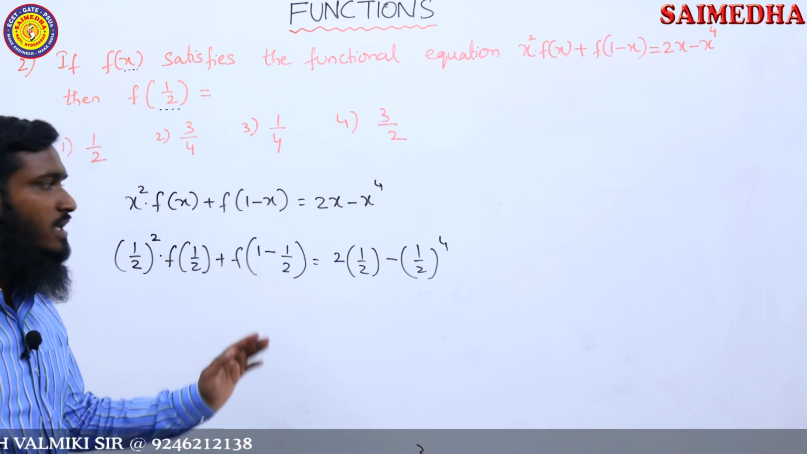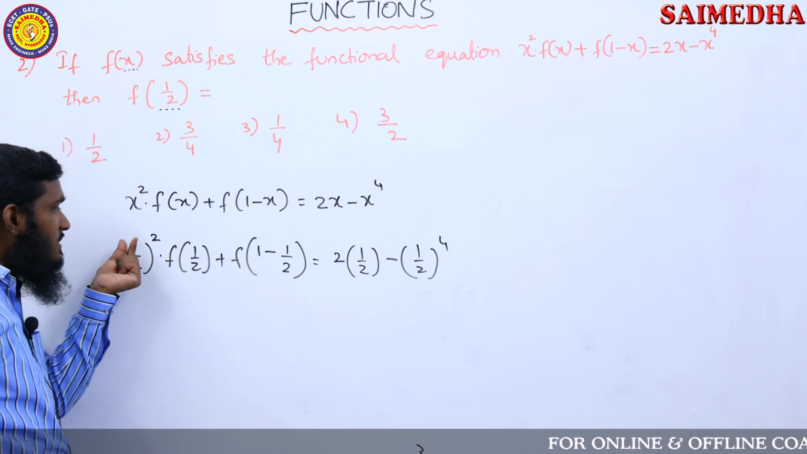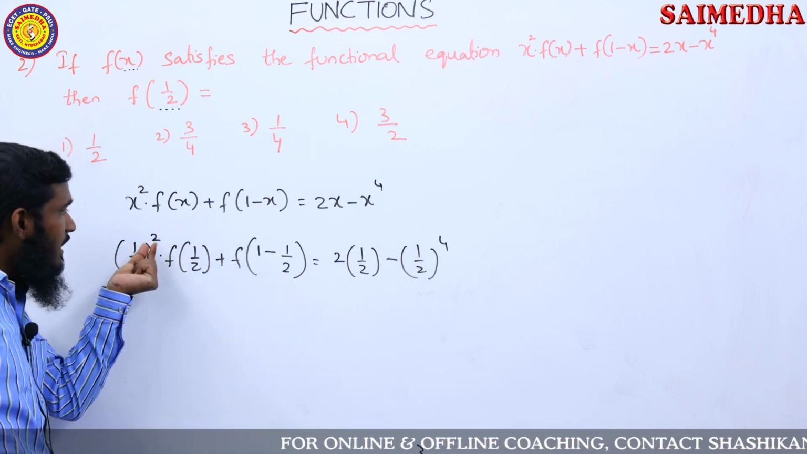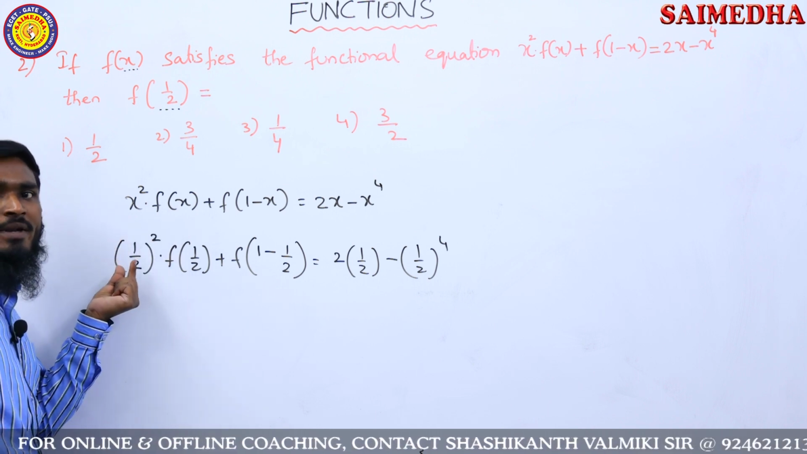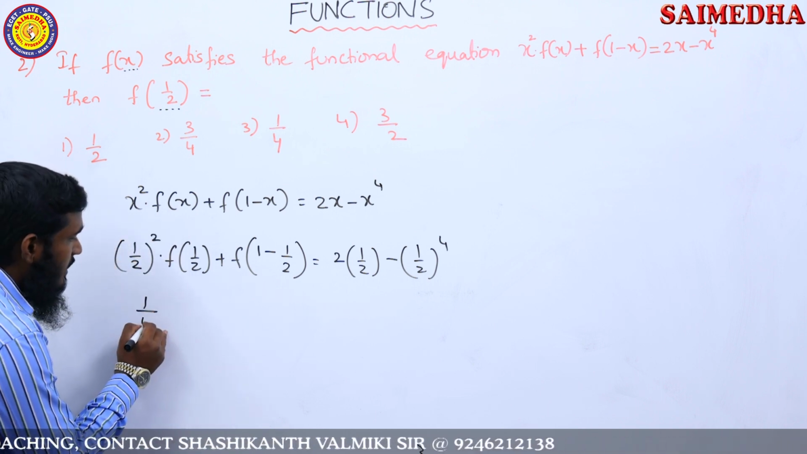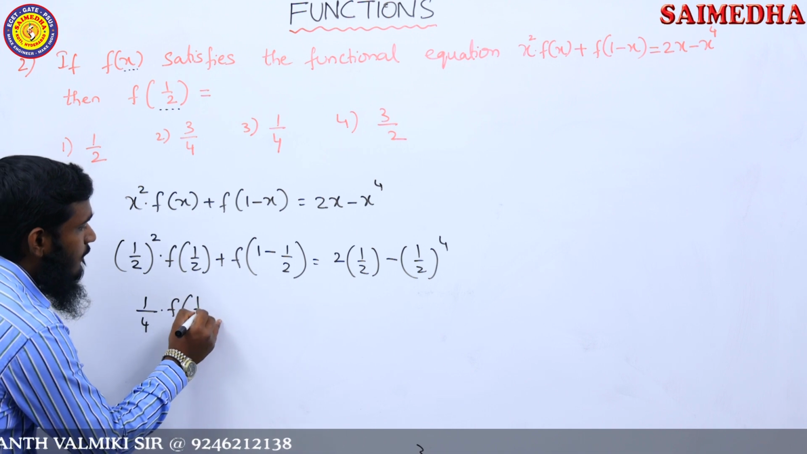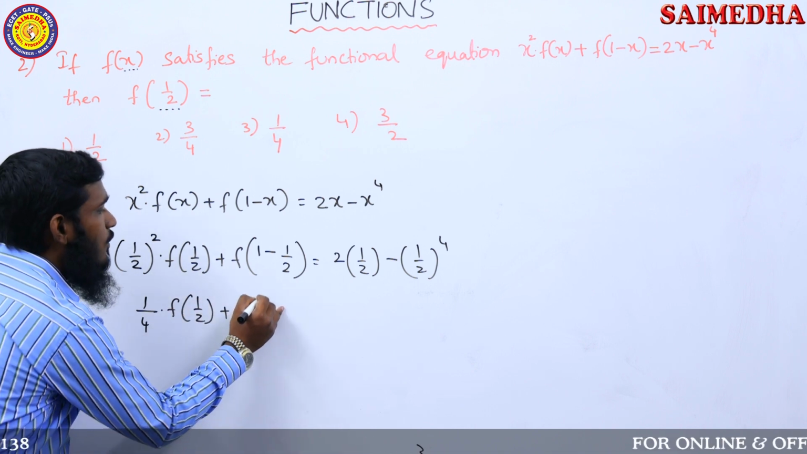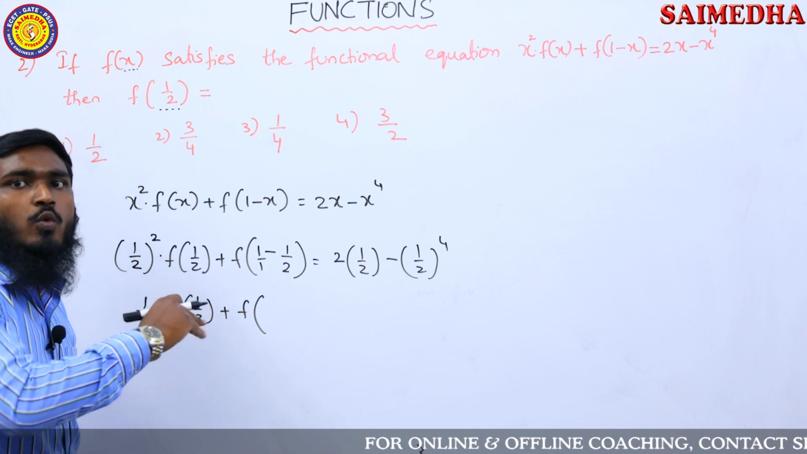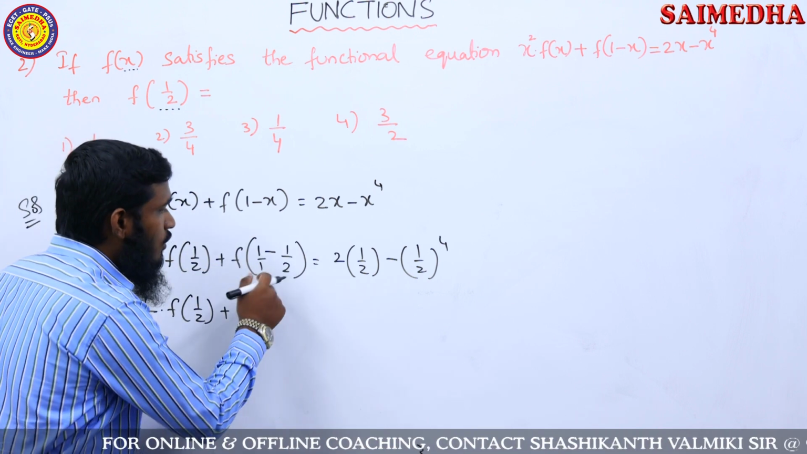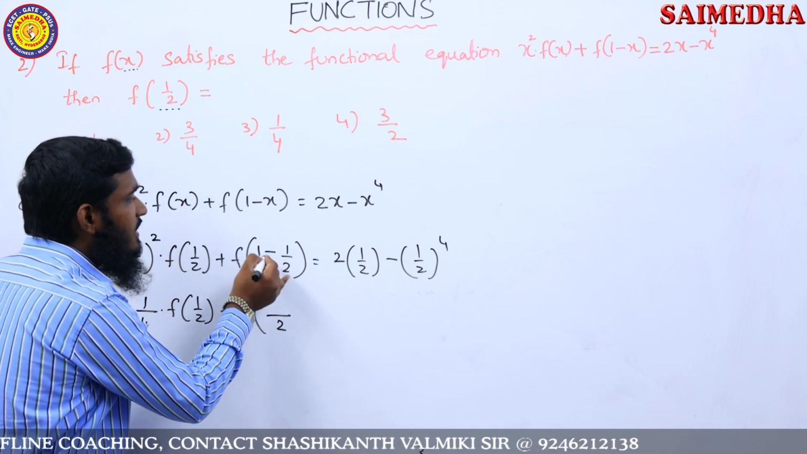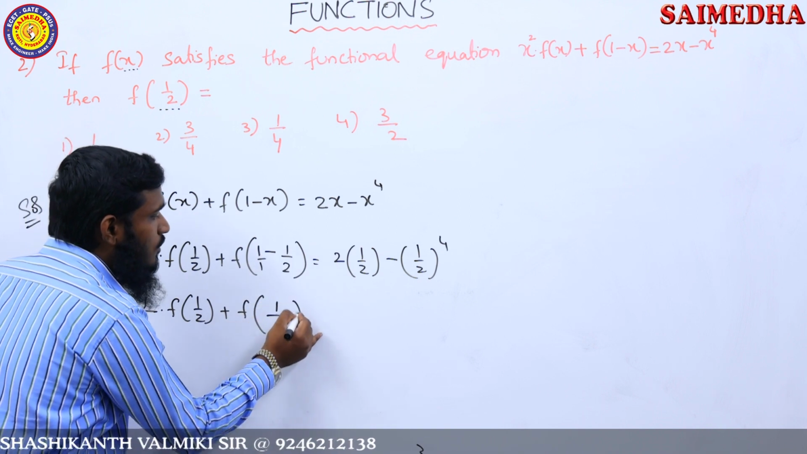Okay, now let us do the simplification part. Simplification part means 1 by 2 whole square is there. If you are giving the square for both numerator and the denominator, it will become 1 divided by 4 into f of 1 by 2 plus f of, if you are taking the LCM over here, 1 minus 1 by 2, what is the denominator? 2. What is the numerator part? 2 minus 1, which is equals to 1.